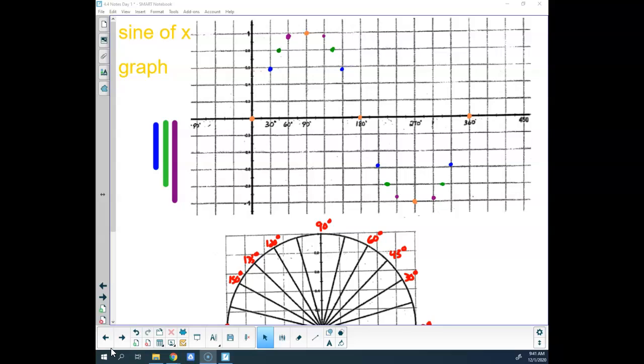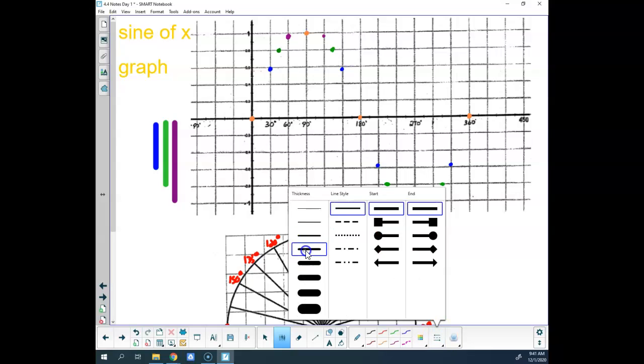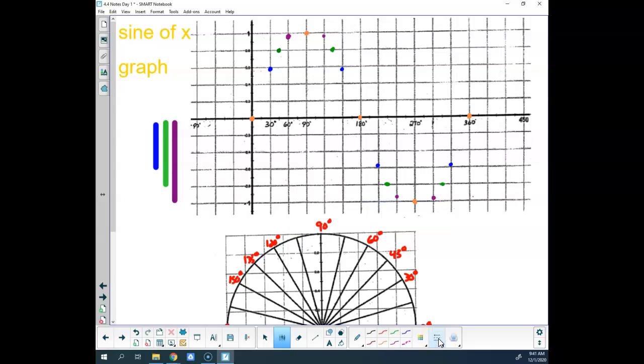Okay? And if we connect those dots, then I don't have the projector. We get the first lap around the unit circle sine curve. We call it the sine wave. We'll actually call that the first lap wave.